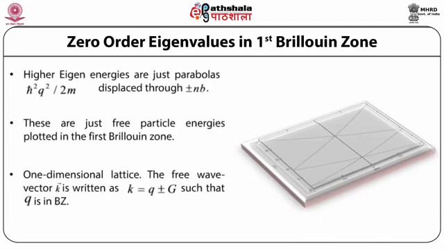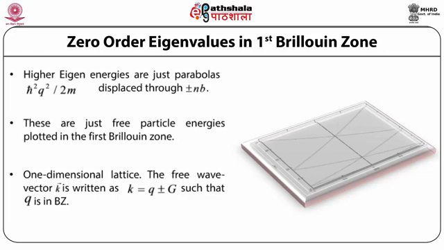Zero order eigenvalues in the first Brillouin zone. The first few zero order eigenvalues in the Brillouin zone are shown in this figure. Note that the higher eigenenergies are just parabolas, that is, ħ²q²/2m displaced by plus or minus n times b. These are just free particles. Now why are these free particles? Simply because they have only the kinetic energy. So these are just free particle energies plotted in the first Brillouin zone as would be required for this problem. This does not have any potential, remember that now.